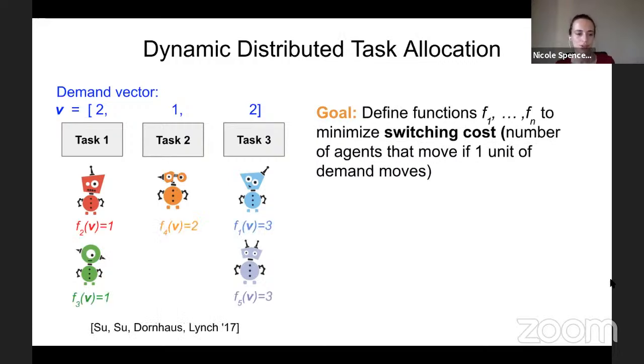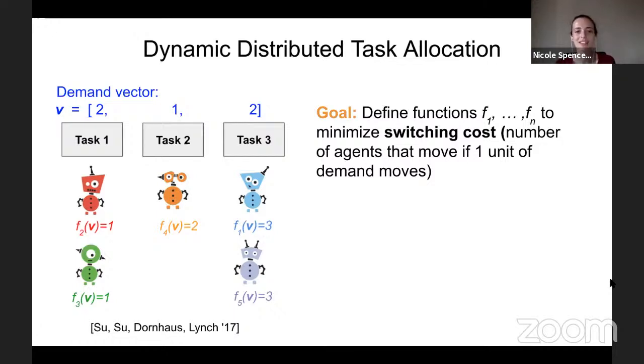More specifically, we're using a problem statement that was introduced by Su, Dornhaus, and Lynch. What we're tasked to do is to define a set of functions, 1 function for each of the agents. These functions specify which task each agent is going to be working on. Each agent has its own individual function, which could be different from the functions of the other agents. The important thing here is that the input to each function has to be only the demand vector. That is to say, the agents are not allowed to communicate with each other. They're not allowed to have memory about the past. They just have to look at the current demand vector and then choose a task for themselves to work on.